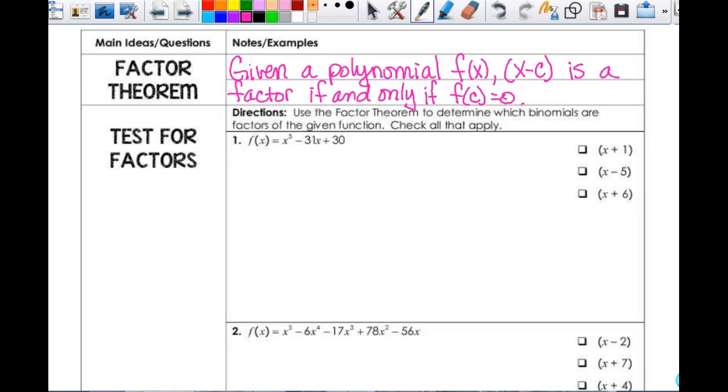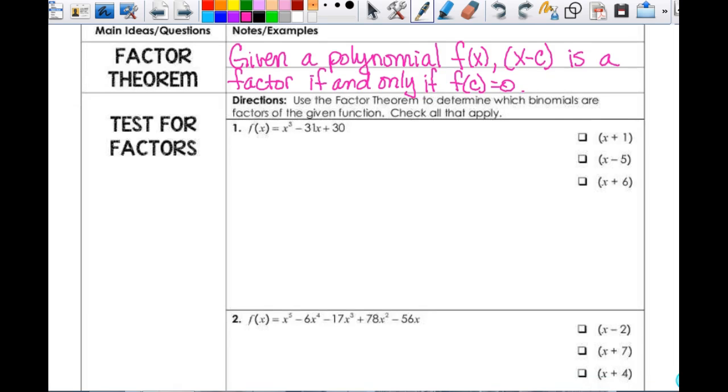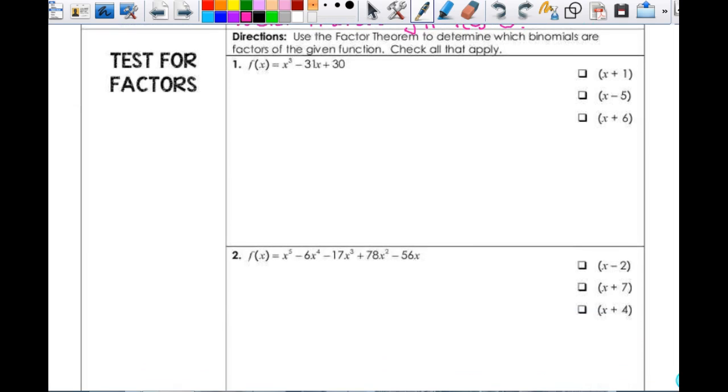All right, so this says use the factor theorem to determine which binomials are factors of the given function. This is a little bit different than what we've been doing. What we've been doing, they're saying, hey, this is a factor, divide it in there, or this isn't a factor, divide it in there and find the remainder. But we're trying to determine if these things are factors of this polynomial or not. We still use synthetic division, right? I'm going to start by testing this one.